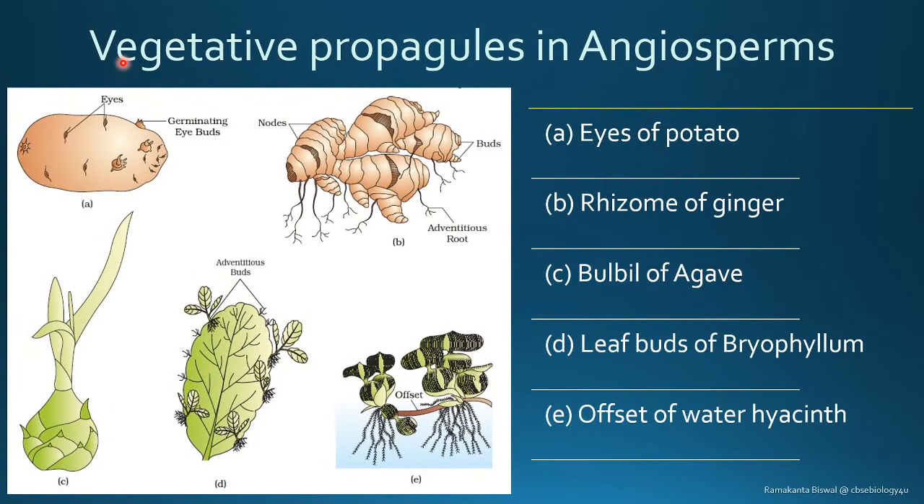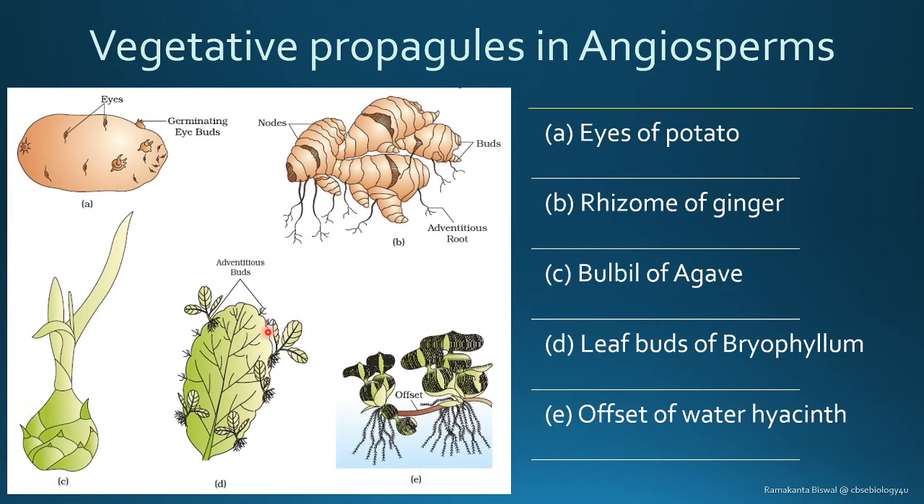Now moving forward, here we have the potato. Again we know they have structures called the eyes, and these eyes have the ability to germinate into the entire organism. Similarly, the rhizome in the case of ginger also has buds, which develop from the nodes. And the third one here, the picture is going to be bulbil. This is typically seen in the case of agave.